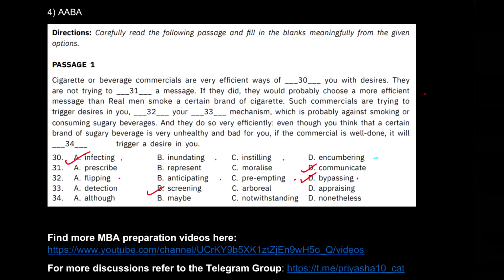And they do so very efficiently. Even though you think that a certain brand of sugary beverage is very unhealthy and bad for you, if the commercial is well done, it will dash trigger a desire in you. Means it will definitely trigger a desire in you. So for this, what will you be doing over here? You would be, although it will trigger, no. Maybe it will trigger, no. Notwithstanding, absolutely wrong. It will nonetheless trigger that desire in you. So we got our answers. 30 is A, 31 is D, 32 is D, 33 is B, and the last one is D again.